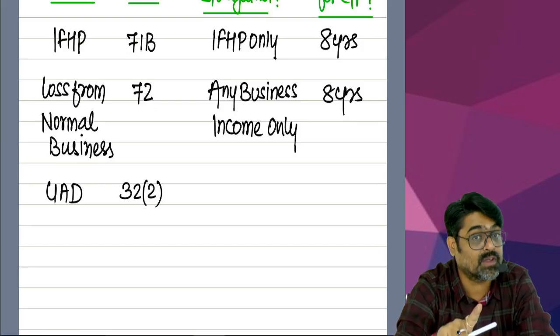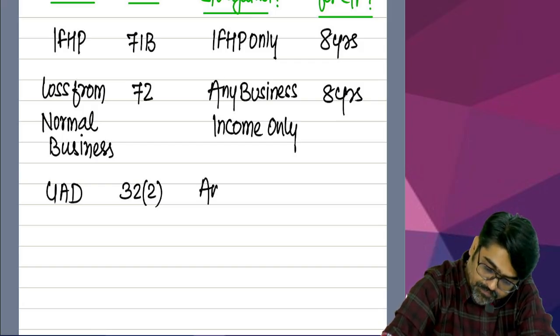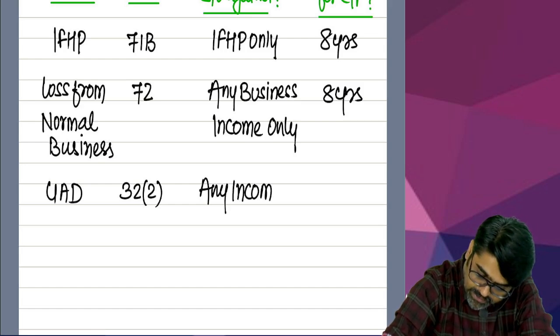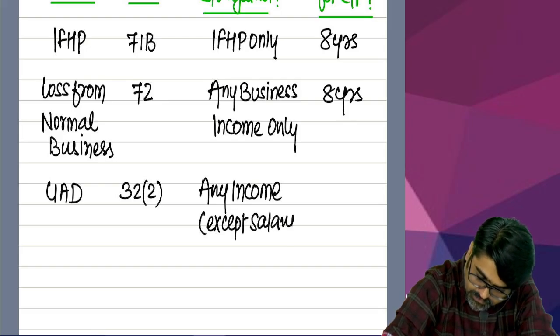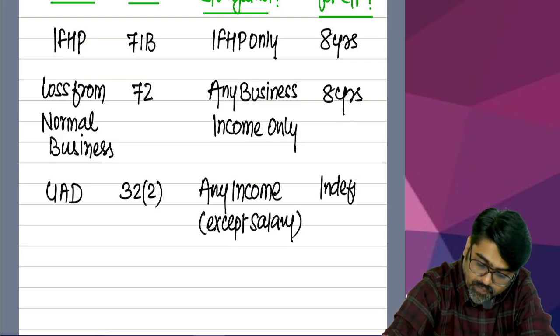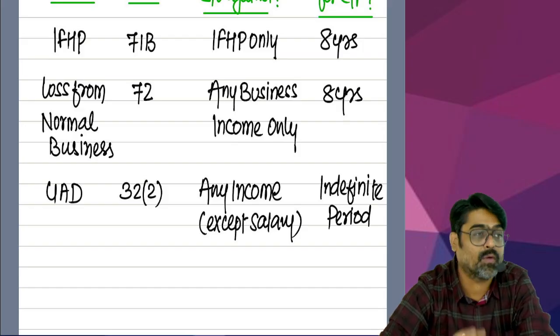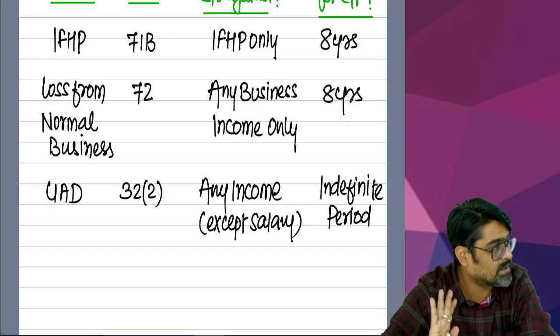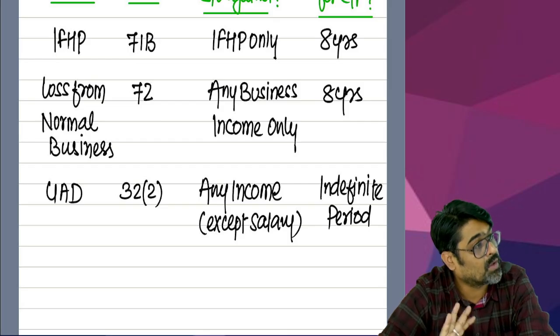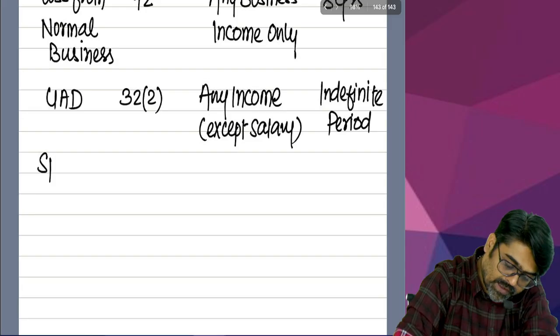So after carry forward, unabsorbed depreciation can be set off against any income except salary. But after carry forward, the business loss will be set off only against business income. Yes or no? So it can be set off against any income except what? Salary. Done, sir. And maximum carry forward is for an indefinite period. You can carry forward till the time it is fully adjusted. Yes or no? So there is no restriction on the number of years for which unabsorbed depreciation can be carried forward. Yes or no?